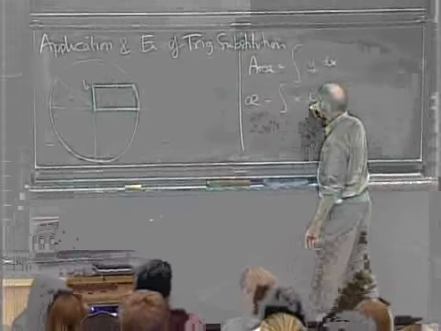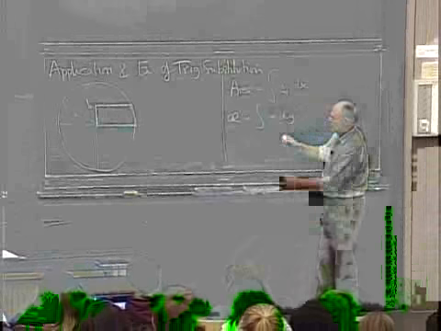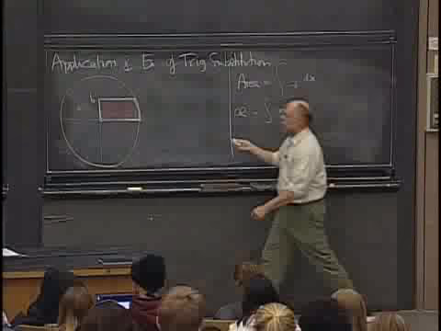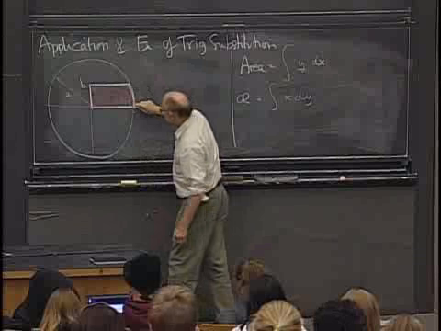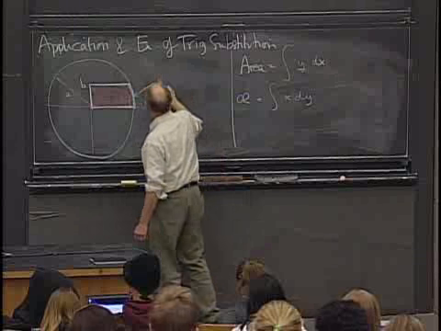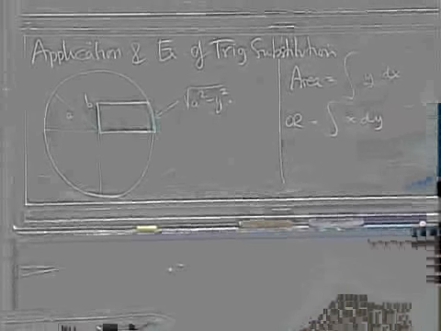I could just as well split this region up into horizontal strips whose width is dy and whose length is x. Now I'm thinking of this as a function of y. This is the graph of a function of y. And that's much better because the function of y is, well, it's the square root of a squared minus y squared, isn't it? That's x squared plus y squared equals a squared. So that's what x is.